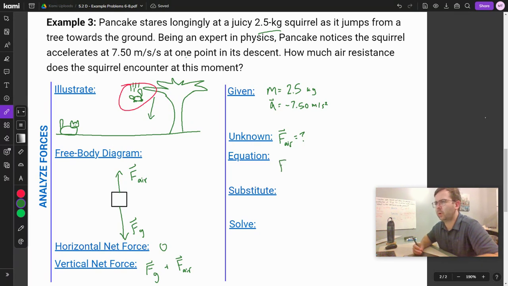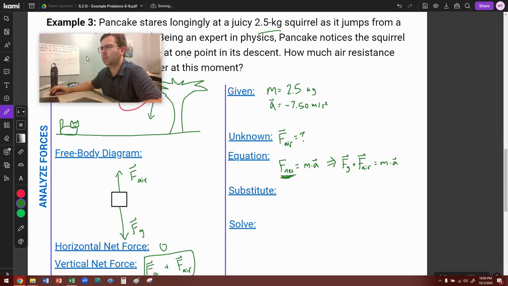For our equation, we're going to use Newton's second law. The net force equals mass times acceleration. I'm going to rewrite this equation, though, with the net force in this particular example, and that is what we've written down here. So the net force is the force of gravity plus the air resistance, and that is equal to the mass times acceleration of the squirrel.